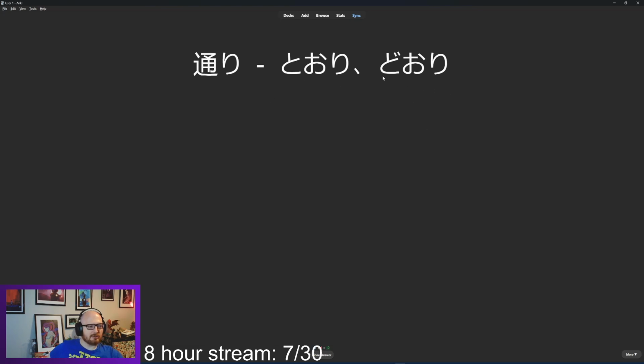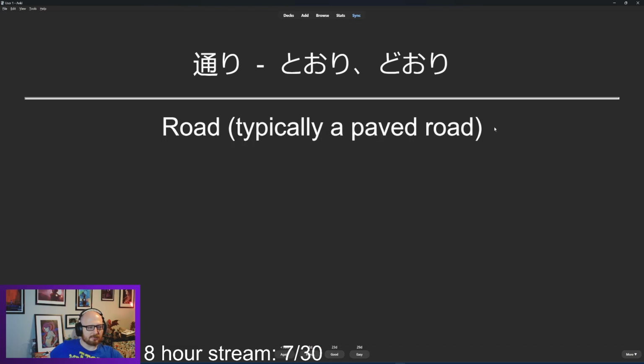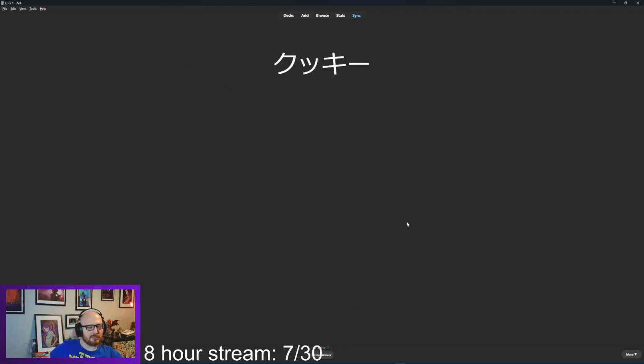Okay, again. Tori, dori. This right here is a road. Typically paved, but not always. Road. You might also hear doru. And so dori, tori is going to be a path that you walk upon. All right, good.